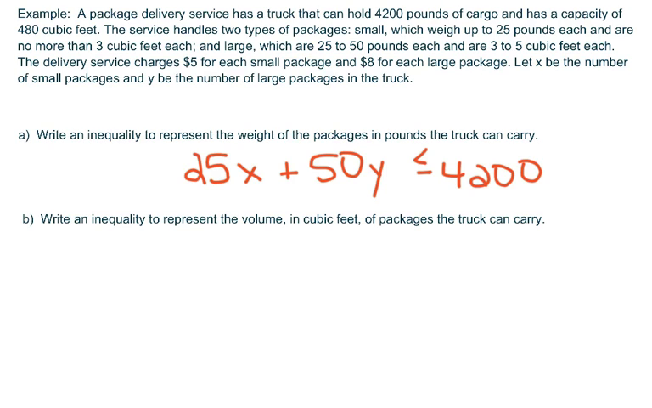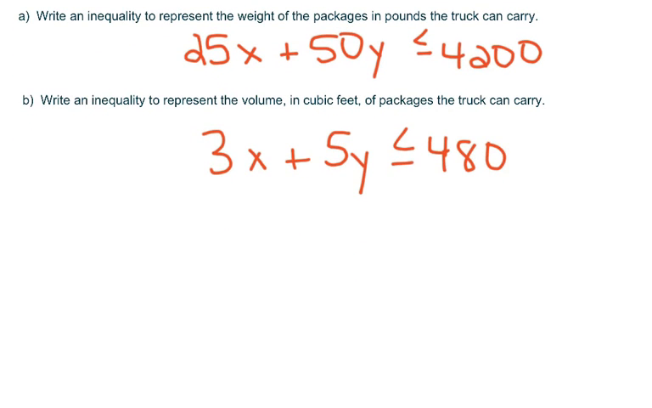It can't hold more than that, so we can put less than or equal to. Now let's write an inequality to represent the volume in cubic feet of the packages that the truck can carry. So they told me that the volume of the small packages was no more than 3 cubic feet, and that the volume of the large packages was between 3 and 5, so we'll use the bigger number. And we know that the maximum volume or capacity that the truck could hold was 480 cubic feet, and that's a maximum, so we're going to use less than or equal to. The other thing I want you to know is we're going to graph this, but when we graph this, it is specifically going to be in quadrant 1. So I'm going to come down here and we're going to graph this.